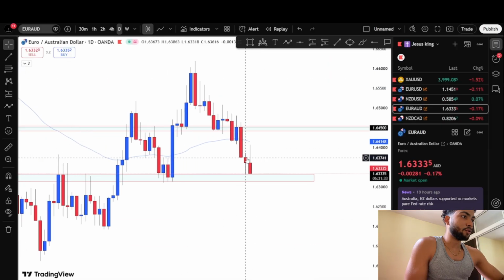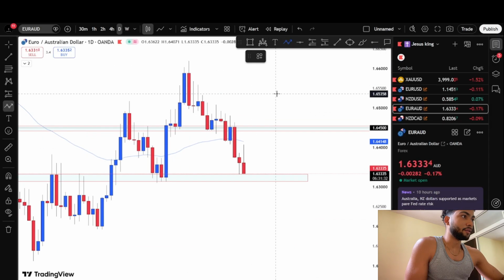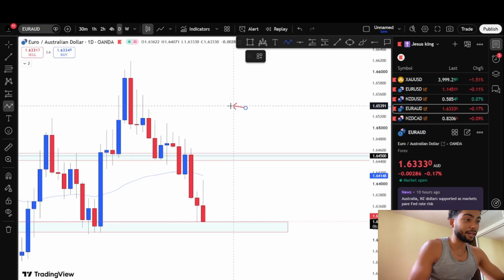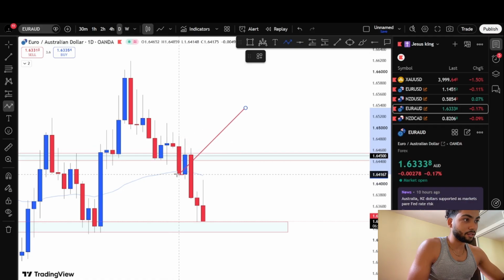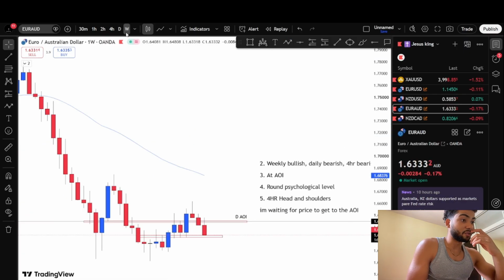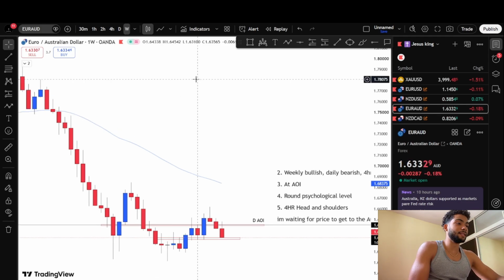The next thing that I do is I find my area of interest or support and resistance level. The way that I do that is by placing an area within the lower low, which is this one, and within the lower high. I only place an area of interest or a support and resistance level on the weekly and on the daily time frame.